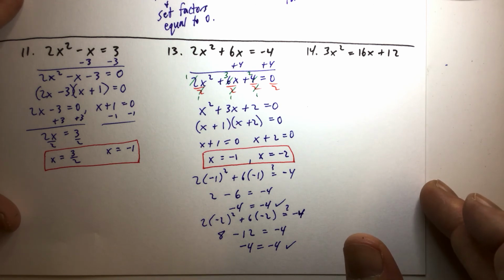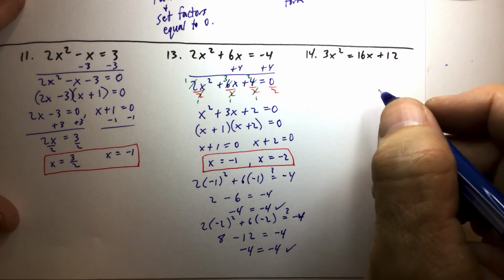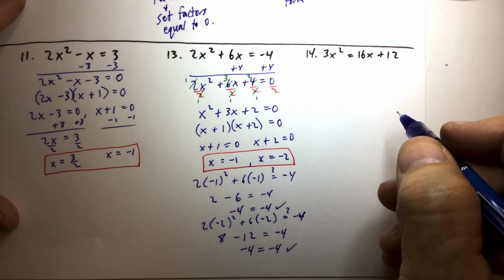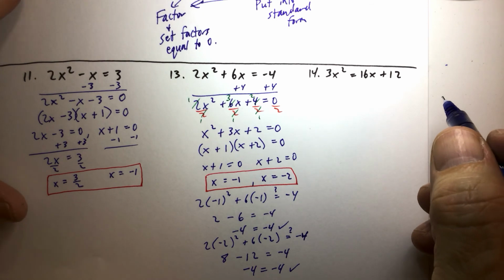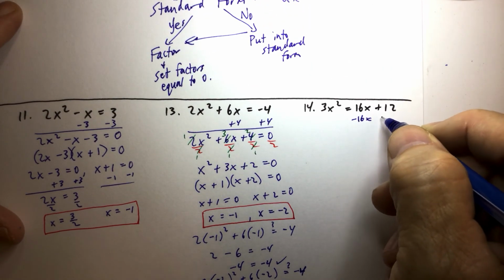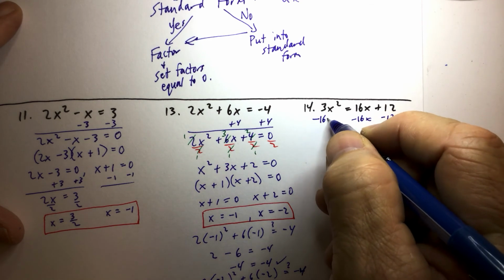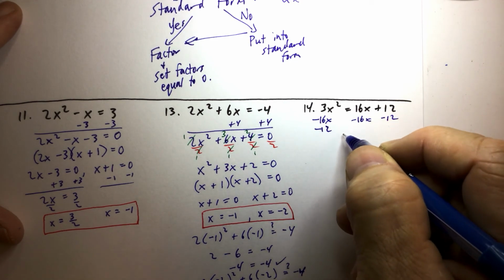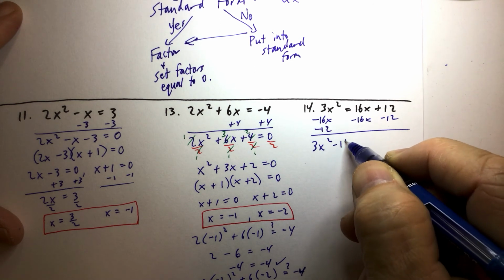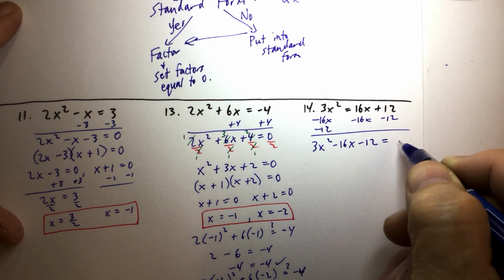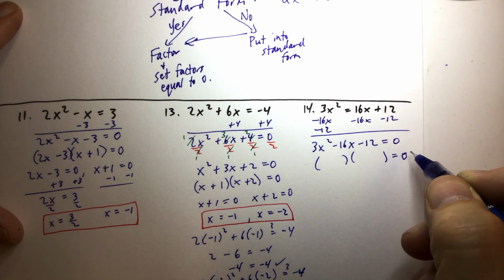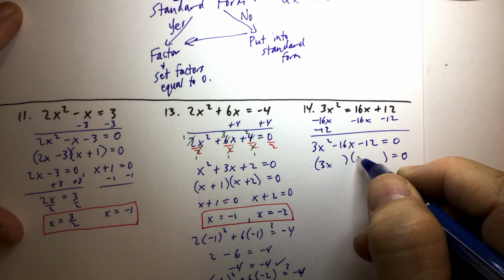Before we sign off on this video, let's go ahead and solve number 14. Number 14 is not in standard form, so we will put it into standard form by subtracting 16x and subtracting 12 from both sides. So we get 3x squared minus 16x minus 12 is equal to 0. It's in the solve by factoring section, so most likely it will factor 3x and x.